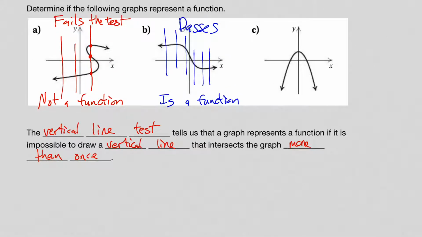So why don't you take a look at C and determine whether this is a function, okay? So what I recommend is looking at it and just saying, will there be any place where I will intersect the graph more than once? Well, there's not, because there's no x on top of each other. The graph does not fold on top of itself. We are not going to be repeating any x's. So this is a function as well. So this passes. This is a function. Okay?